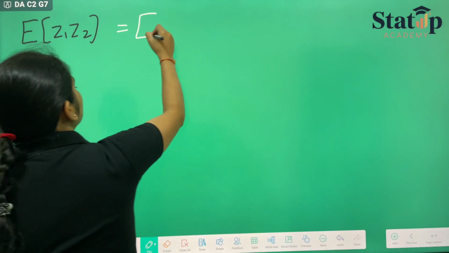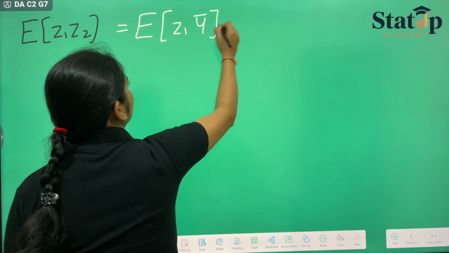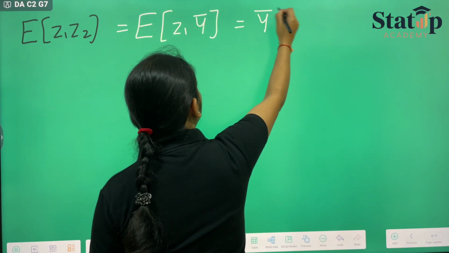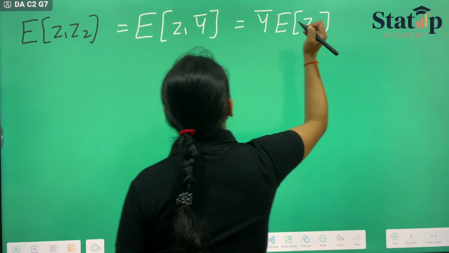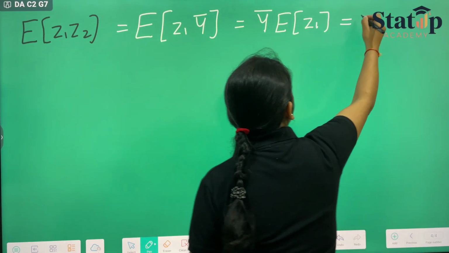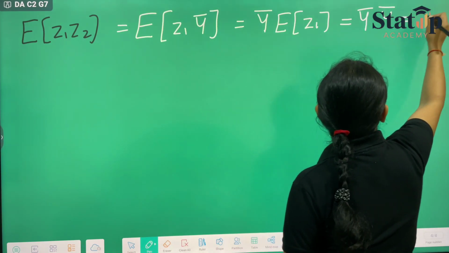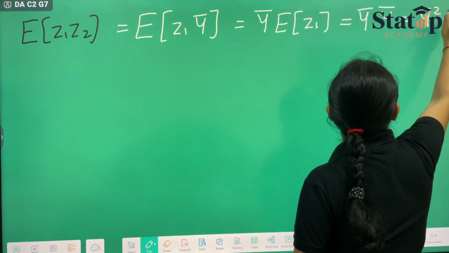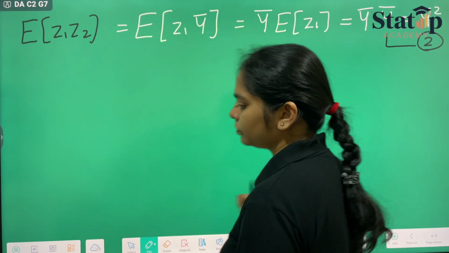This estimation of Z1 Y bar can be written as, Y bar is a constant, it comes out, and we are left with estimation of Z1. So we can write it as Y bar into estimation of Z1, which is also Y bar. So it can be written as Y bar whole square. Let this be our equation number 2.